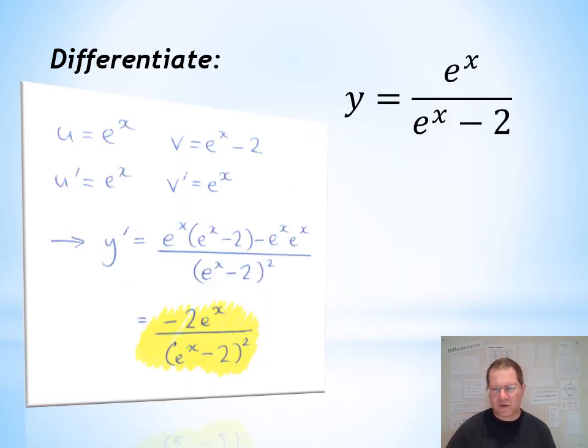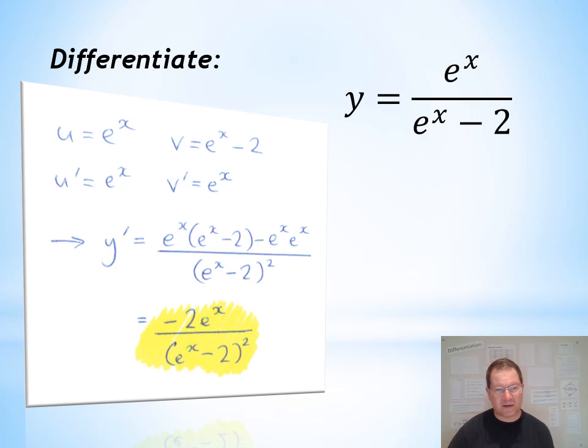Okay, for e to the x over e to the x minus 2, again, u is the numerator, so e to the x, and v is our denominator, e to the x minus 2. u dash and v dash are both e to the x, because the only thing that isn't an e to the x is a negative 2, which just vanishes when you differentiate it. So we have vu dash, which is e to the x minus 2 times e to the x, and uv dash, which is e to the x times e to the x.